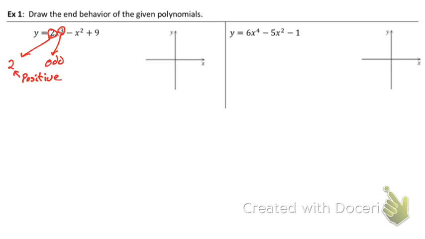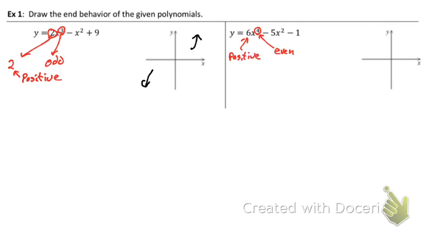Odd means it goes in opposite directions. If it's positive, it's going to go down and then up. Down and then up. Our next one is 6x to the fourth minus 5x squared minus 1. Its biggest power is that 4. Well, 4 is even, and 6 is positive.